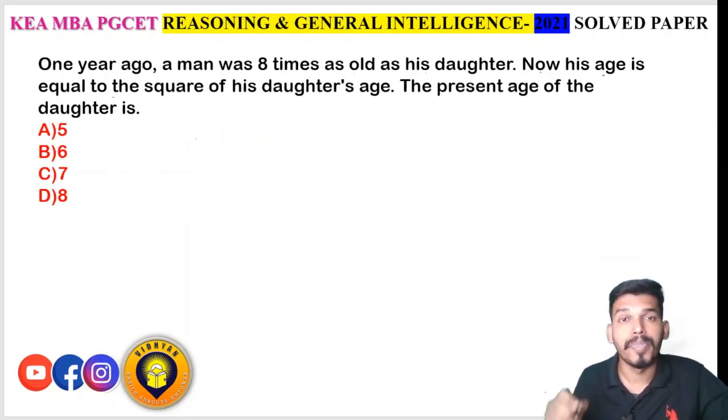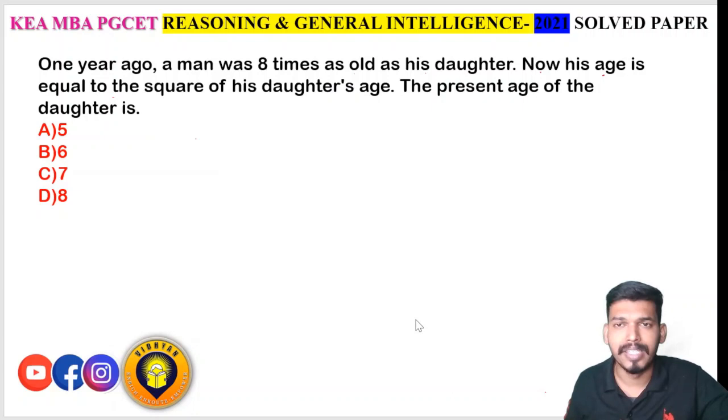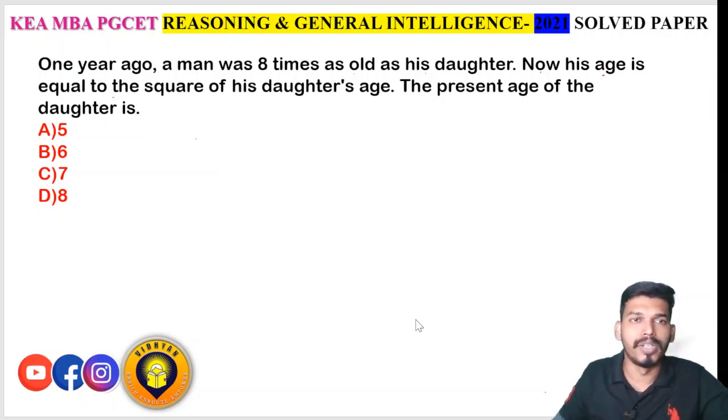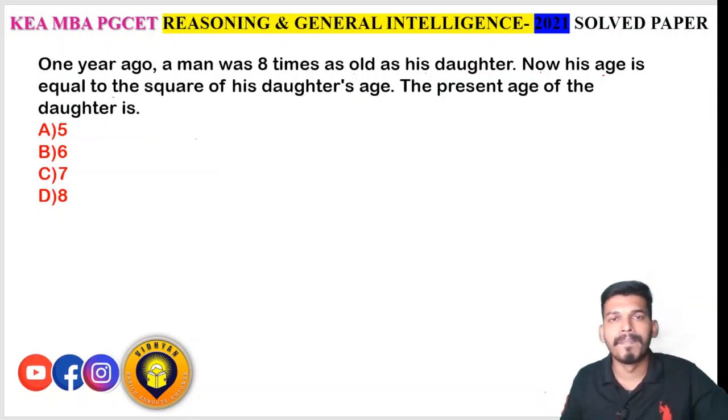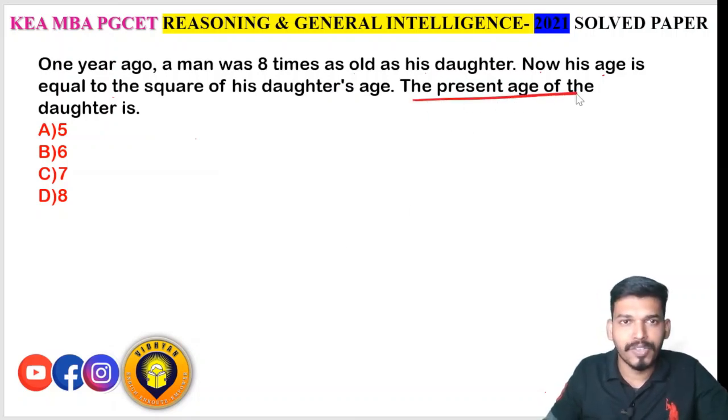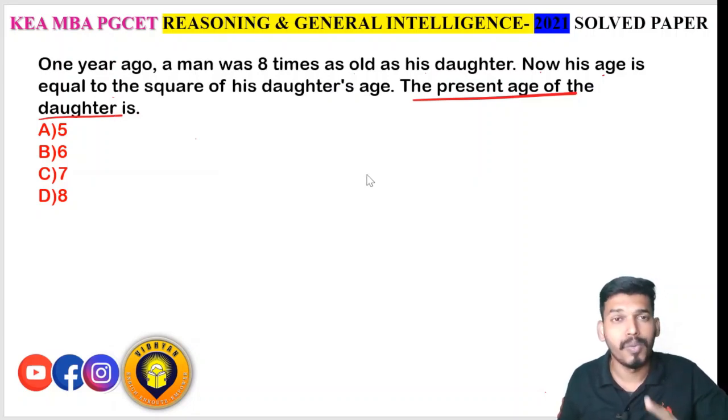1 year ago a man was 8 times as old as his daughter. Now his age is equal to the square of his daughter's age. So the present age of the daughter is what? See, in this question they are asking you the present age of the daughter, right? Now what is the condition? 1 year ago man was 8 times as old as his daughter. So now his age is equal to the square of his daughter's age.